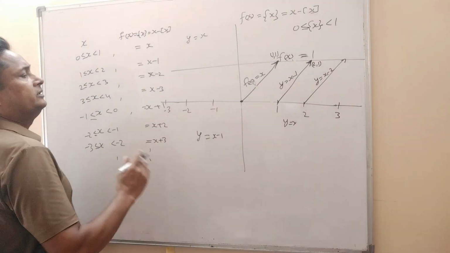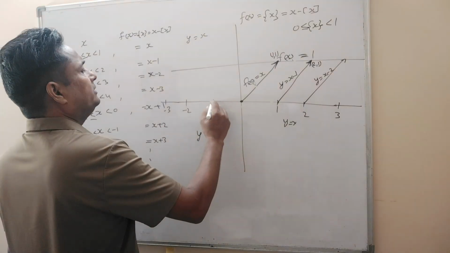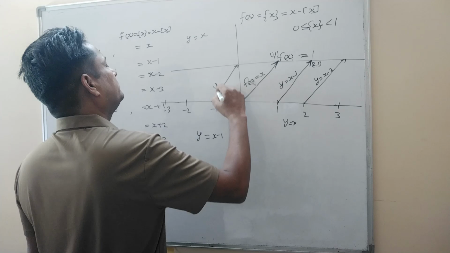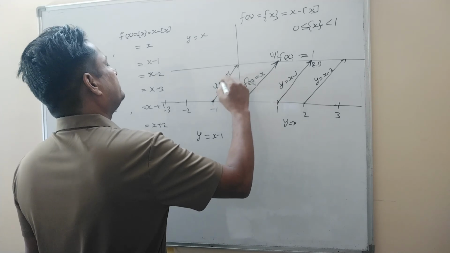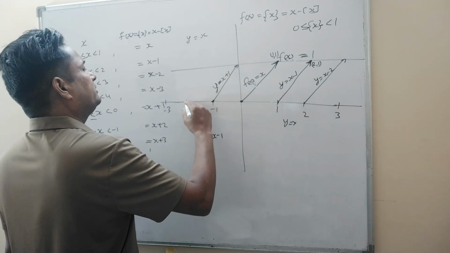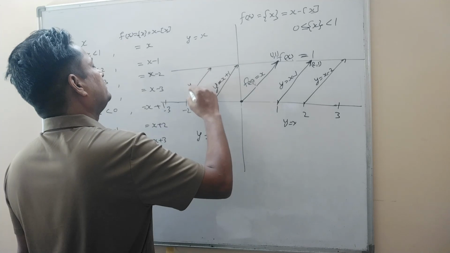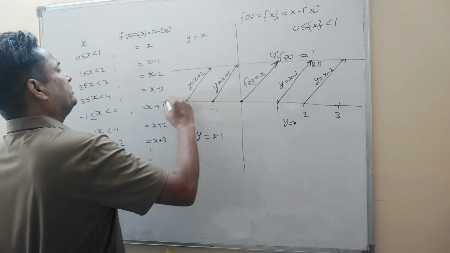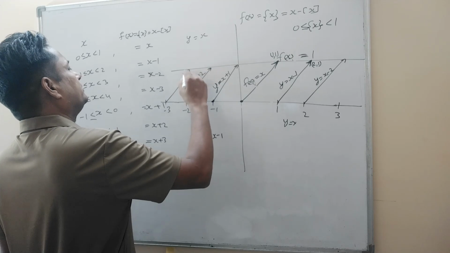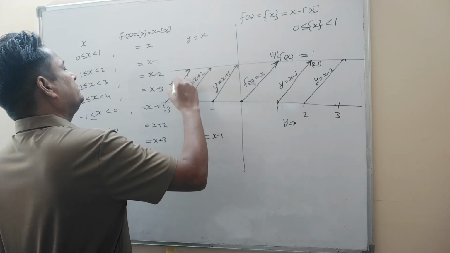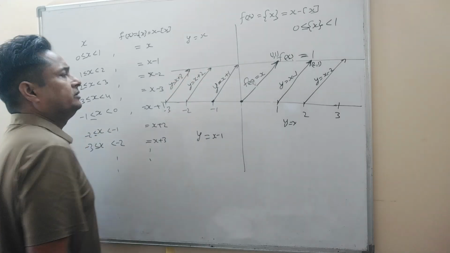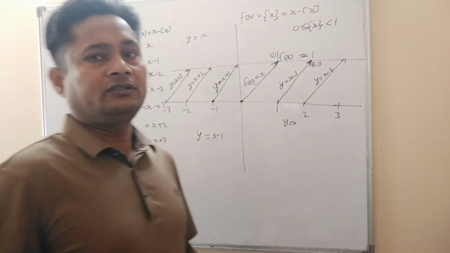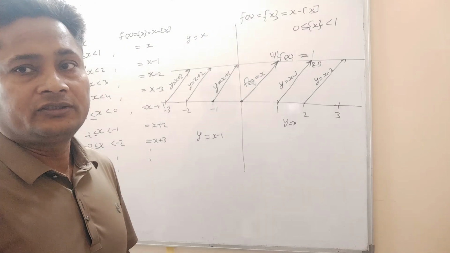On the left side, the graph will be like this one. This is y equal to x plus 1. In this interval, it will be y equal to x plus 2. In this interval, the graph will be y equal to x plus 3 and so on. So these are the values. This is the graph of the fractional function.